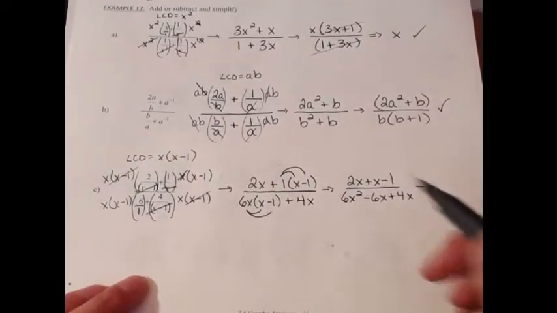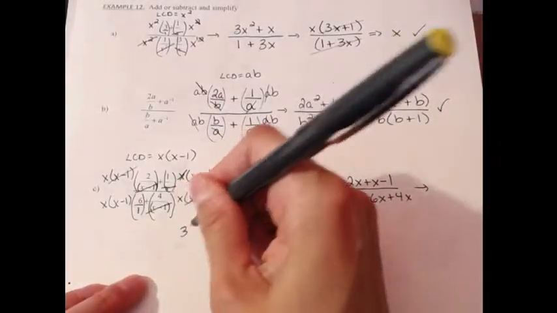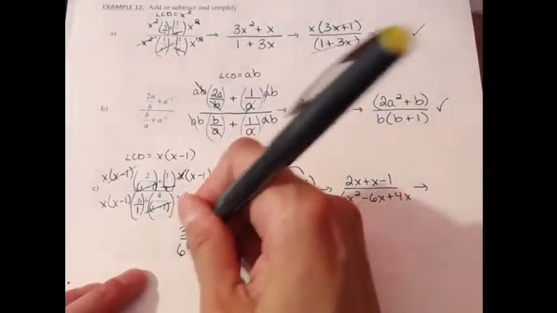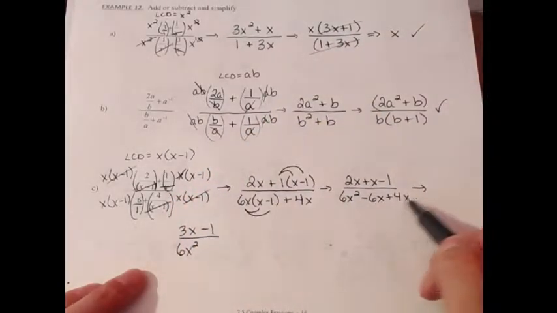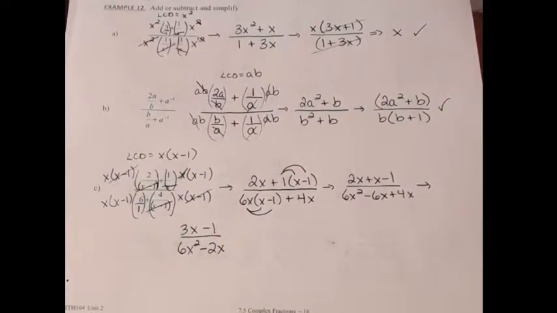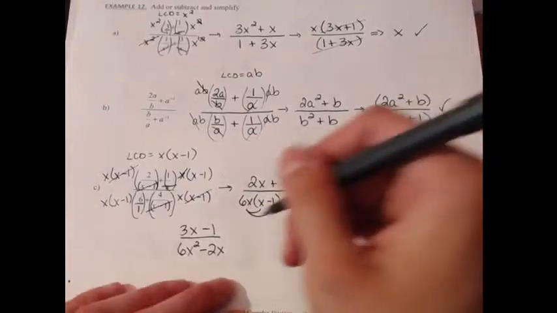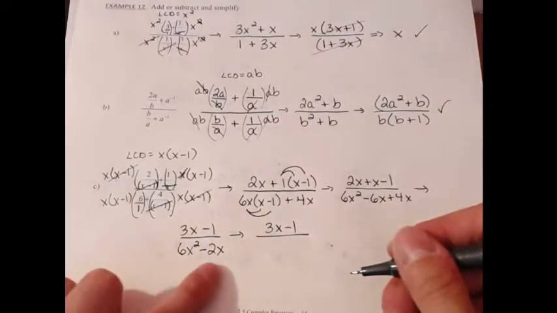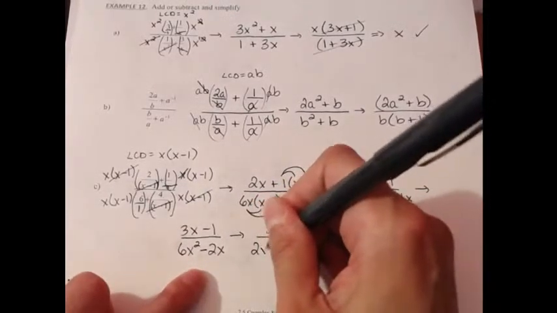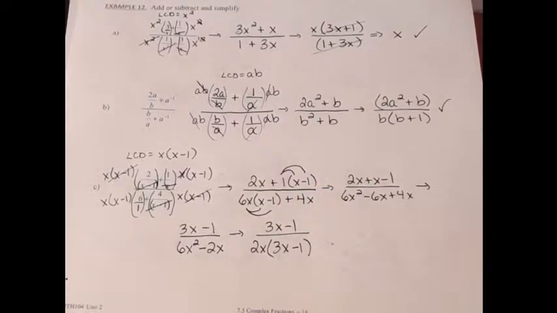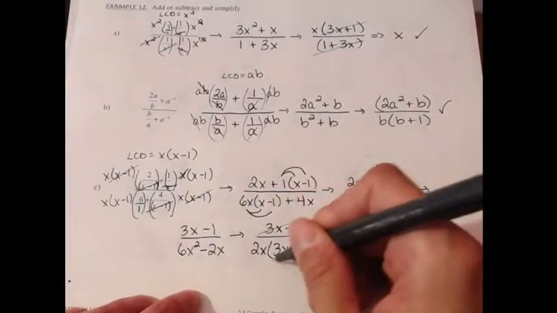All we have to do now is combine like terms. 2x plus x is 3x, so I have 3x minus 1. Then I have 6x squared minus 6x plus 4x is minus 2x. I cannot factor my numerator, but I can factor my denominator. So I have 3x minus 1 over, let's take out my GCF. My GCF is 2x. That leaves me with 3x minus 1. And look at how cool this is. I have a common factor of 3x minus 1, so I'm going to divide these out.